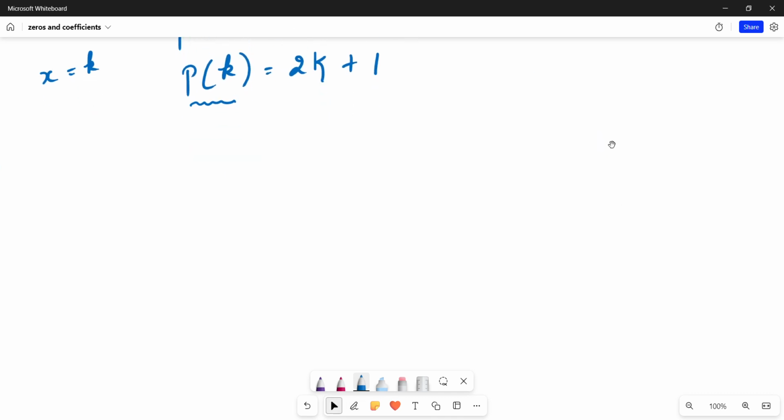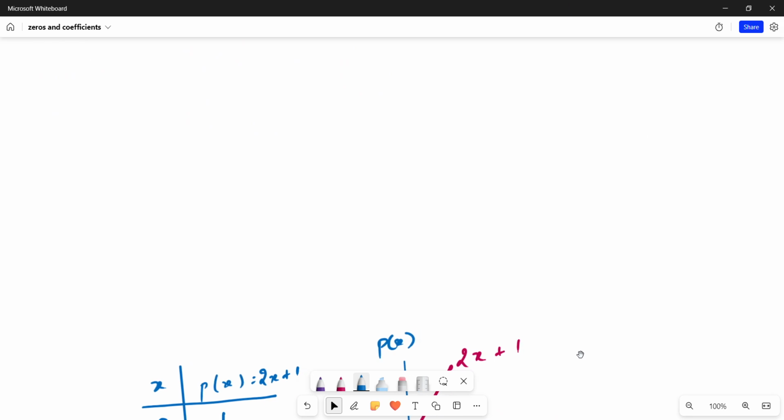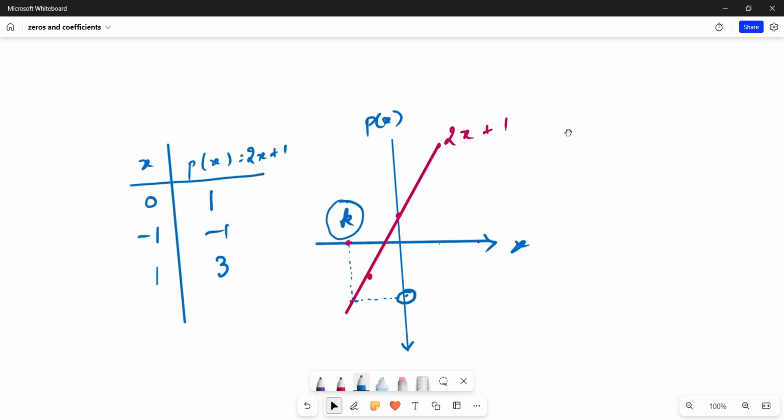Now graphically, if you want to understand what I am trying to say, I have already drawn it for you. Suppose this is a random point k. What is the value of p of k? It is wherever this polynomial touches, the corresponding p of x value for this k value, or if I call it the y-axis, if p of x is equal to y, the corresponding y value for this x value is the value of the polynomial at k, right?